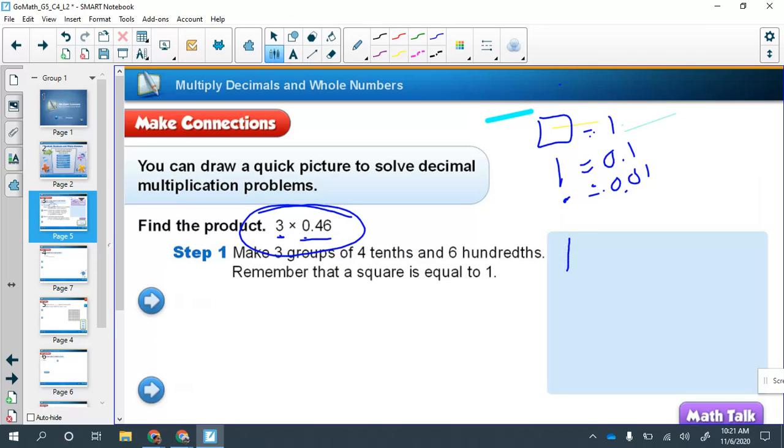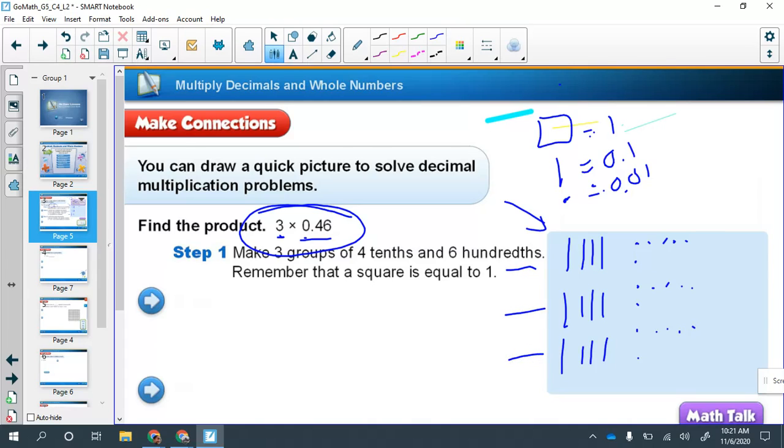So I'm just going to lay them out here. I have 1, 2, 3, 4 tenths, and 1, 2, 3, 4, 5, 6 hundredths. Then I repeat that for each group. So here is my model, right? Again, I have my 3 groups laid out here.